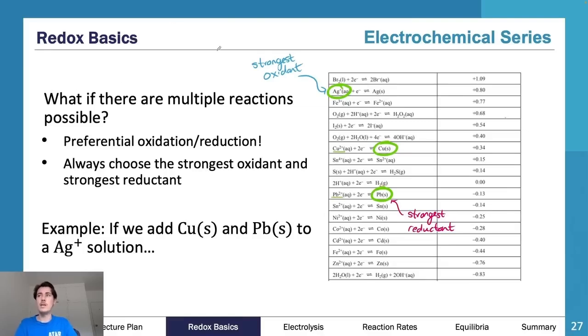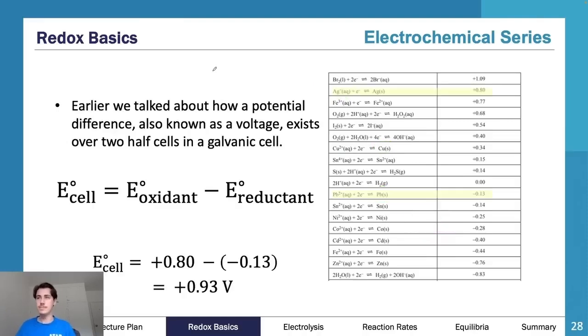So what if there were multiple reactions? What if I had a beaker that had multiple different things going on? You need to understand that there's going to be preferential oxidation and reduction. The way that you determine that is always by picking the strongest oxidant and the strongest reductant. So highest on the left, lowest on the right. Pretty simple rule, but you do need to stick to it. Always pick your strongest, and that's what you go with from there.